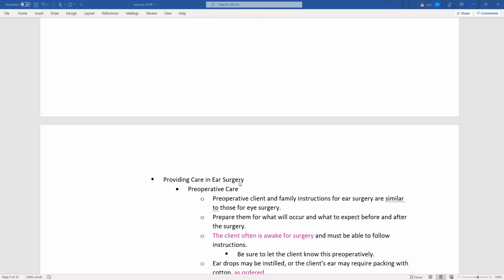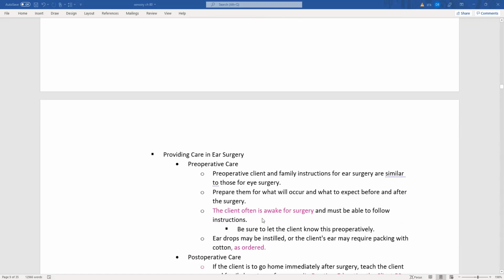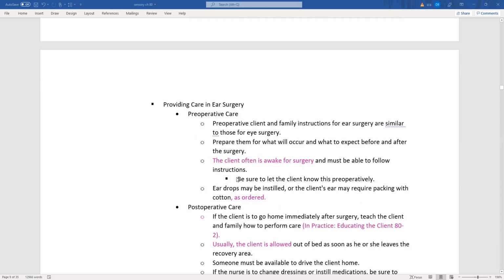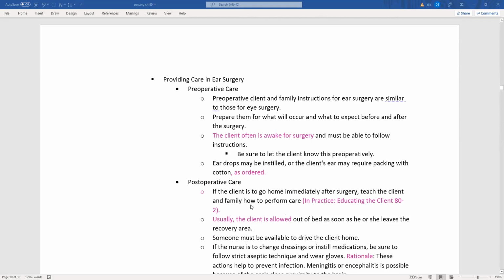We are going to prepare them for what will occur and what to expect before and after the surgery. The client often is awake for surgery and must be able to follow instructions. Be sure to let the client know this preoperatively. Eardrops may be instilled, or the client's ear may require packing with cotton if ordered. So just know all of this. Post-operative care: what are we going to do if the client is going home?